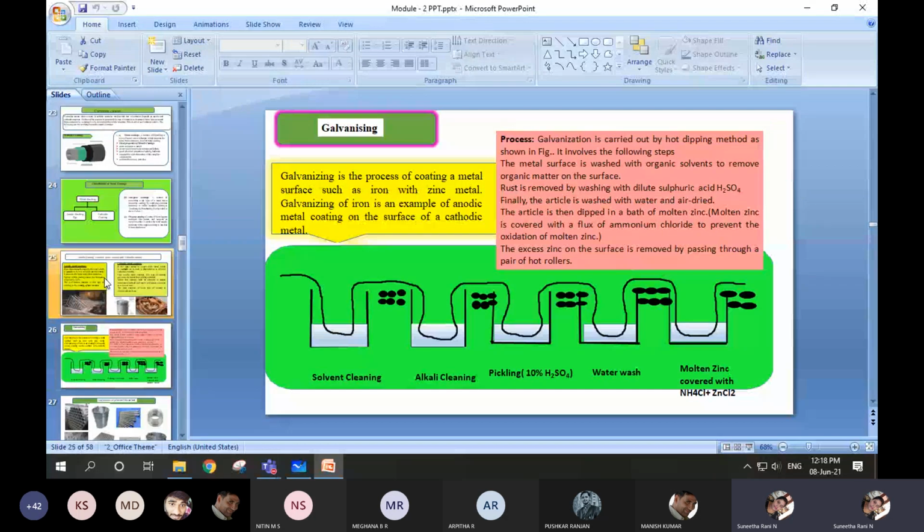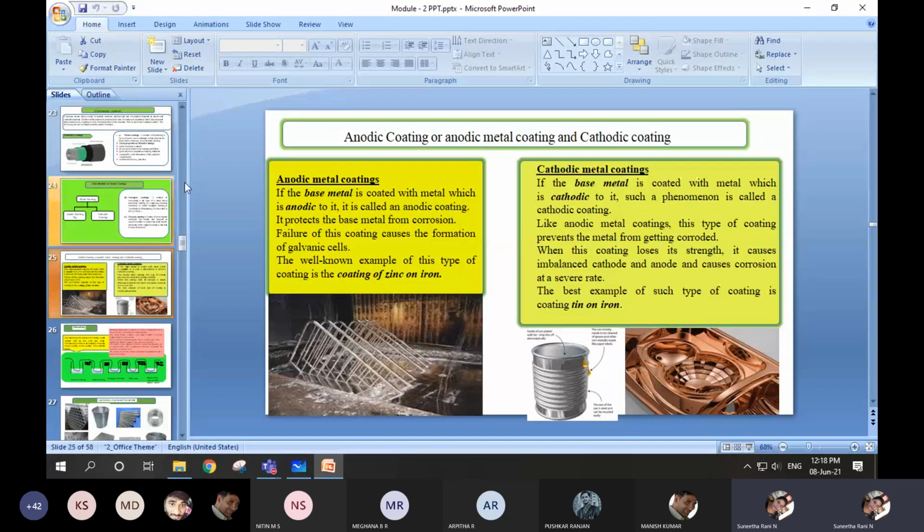Galvanizing is a process. The first process is galvanizing. Till here we stopped, right? Anodic metal coatings and cathodic metal coatings. What is anodic metal coating? Coating an anode metal on the surface of a base metal is called anodic metal coating. Cathodic metal coating is coating a cathode metal on the surface of a base metal which is already an anode. That is called cathodic metal coating.